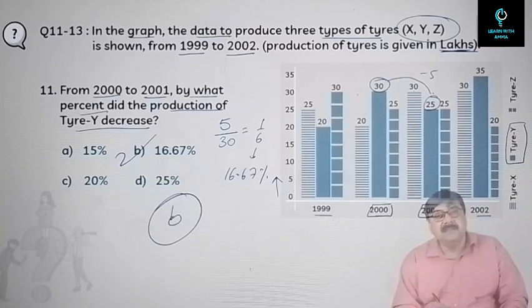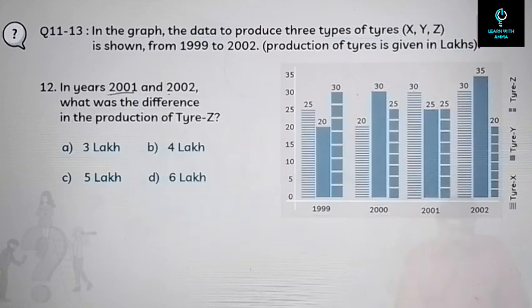That becomes the answer. Now in years 2001 and 2002, well, we are talking about the last 2 years here. What was the difference in the production of tire Z? So tire Z happens to be the last one here. So the difference was from 25 to 20. So clearly the difference is of 5 lakh. A very simple question.